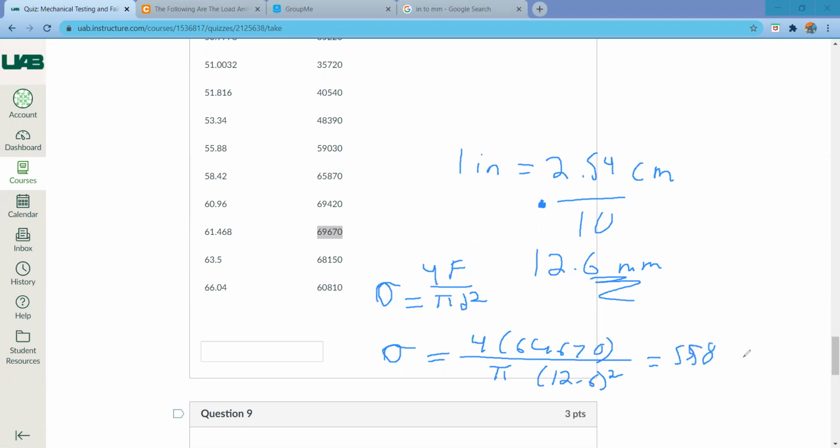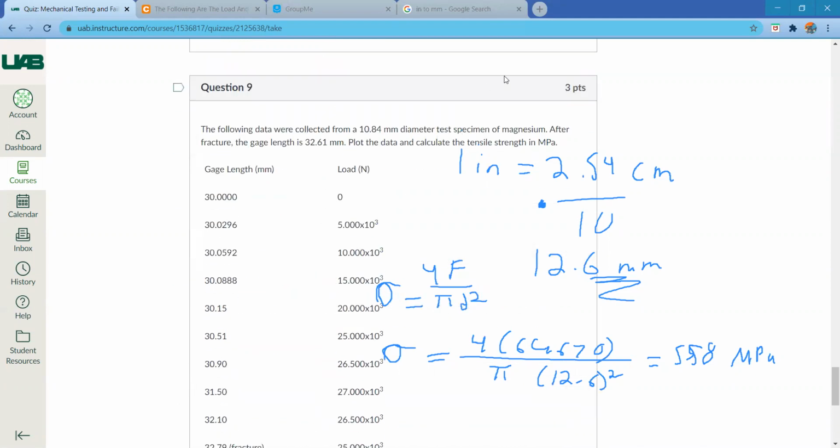558 megapascals. Now, as for significant digits, 4 is our lowest. It only has 1. So we're just going to go ahead and say, but you know what? I don't want to write on there that much. I got 3 there. We're going to go with 3. I'm not good with significant digits. Like I said, we're going to leave it as 558 there. And hope for the best.